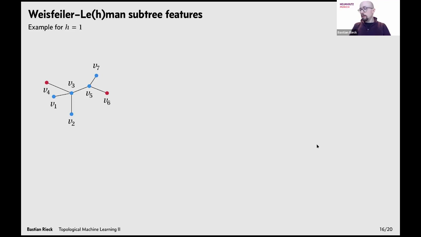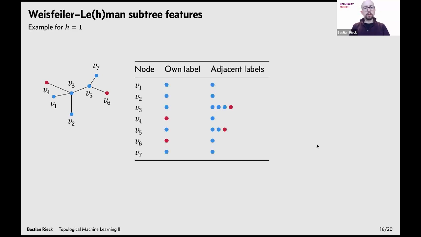Now, let me give you an example with just one step of the algorithm, but I think it's sufficient to explain everything. So suppose we have this nice graph here. It has blue labels and red labels. And the first thing we do is we just tabulate everything. We look at a node and we look at its own label, and then we look at its adjacent labels. So for instance, take node V3 here. It is a blue node and it has 1, 2, 3 blue nodes as neighbors and 1 red node as a neighbor. And so you can see that it is represented by exactly that in the table: 1 blue and 3 blue and 1 red.